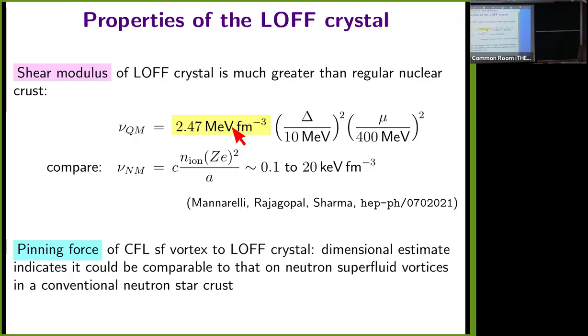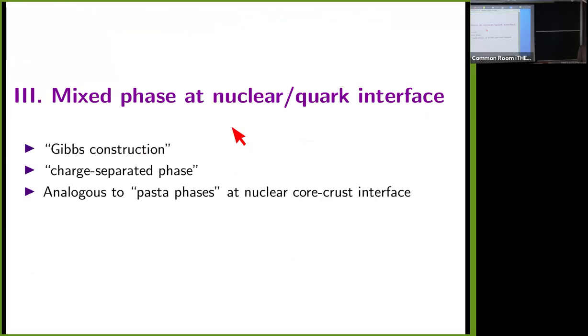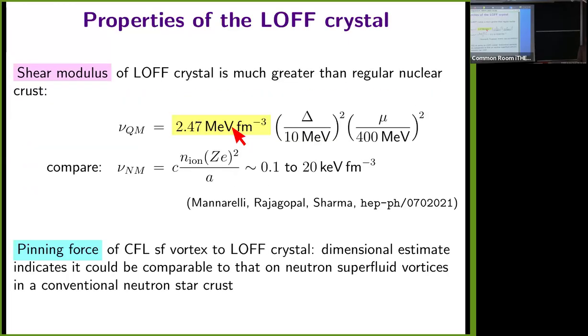Okay, so this, I think, is the end of what I wanted to say about the crystalline color superconductor. My next topic is going to be a mixed phase. Okay, I see a question in the chat here, actually, about would it happen in the early universe?